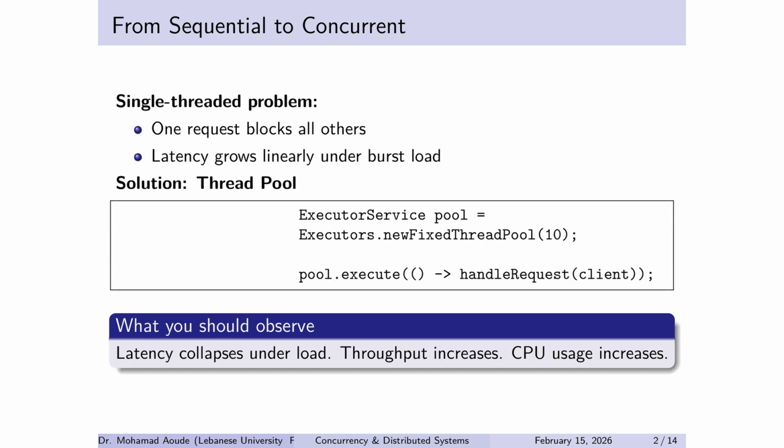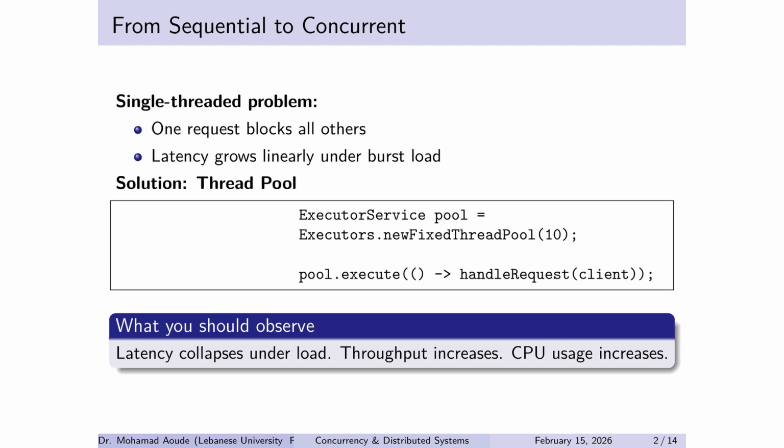In the single-threaded model, every request blocks the next one. If one request waits 100 milliseconds for a database call, everything behind it waits too. That's why latency grows linearly under burst load. Now we introduce a thread pool. Instead of processing requests one by one, we allow multiple requests to wait simultaneously. If one thread is sleeping, waiting on I/O, another thread can work. This is the key. Concurrency overlaps waiting.